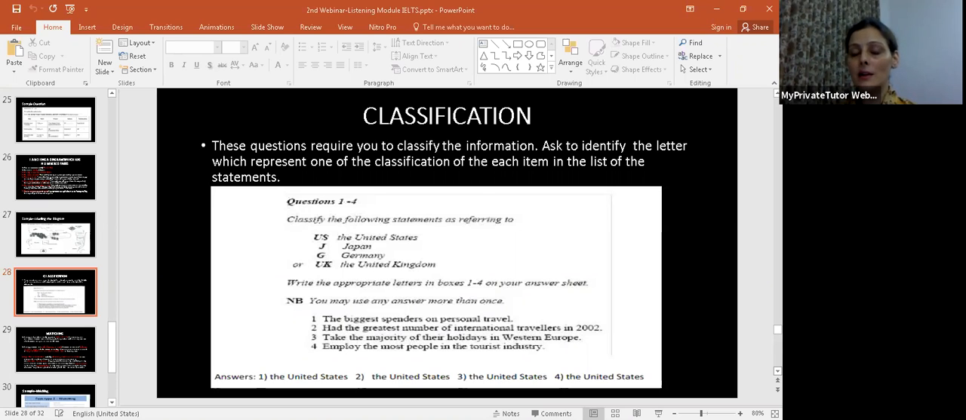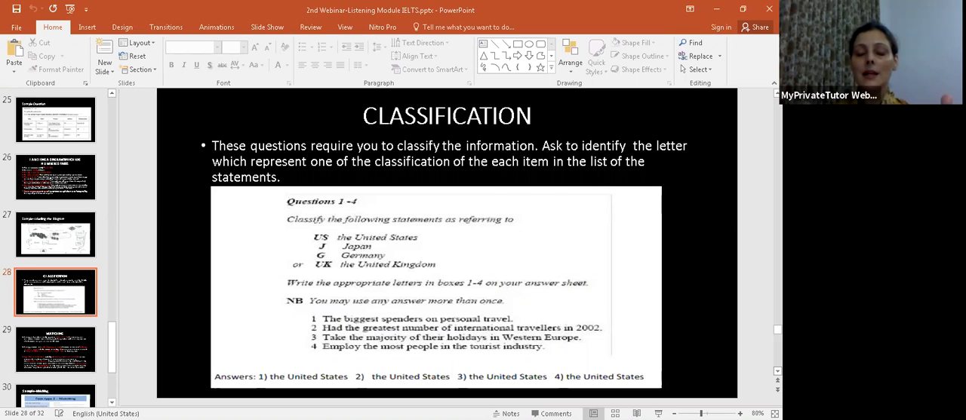When we are going to hear the recording, the answer is going to be there. You can write US, and over there on the answer sheet, they ask you to write 1 to 4. Okay, you have to classify by the statement, this belongs to this country, and you have to refer to the countries with the initials also.